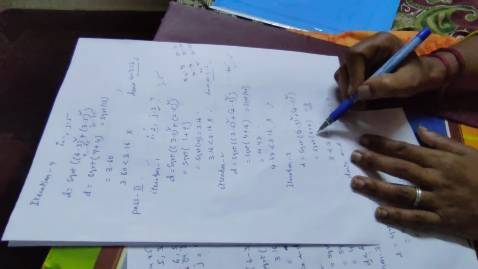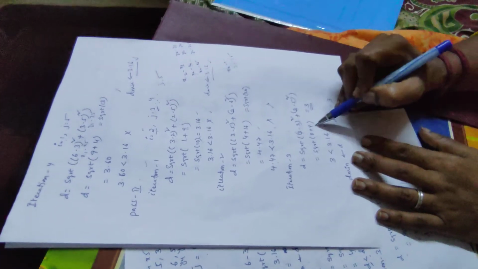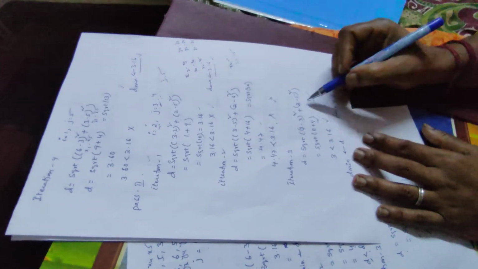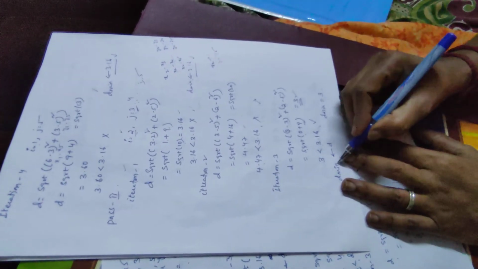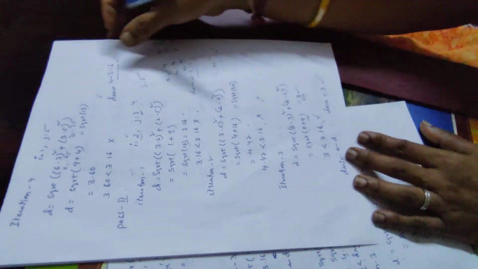Because it is 3 square, right? So it becomes square root of 9. So square root of 9 is 3. So now 3 is less than 3.16. Yes, the condition is true. So the min will be exchanged with 3.